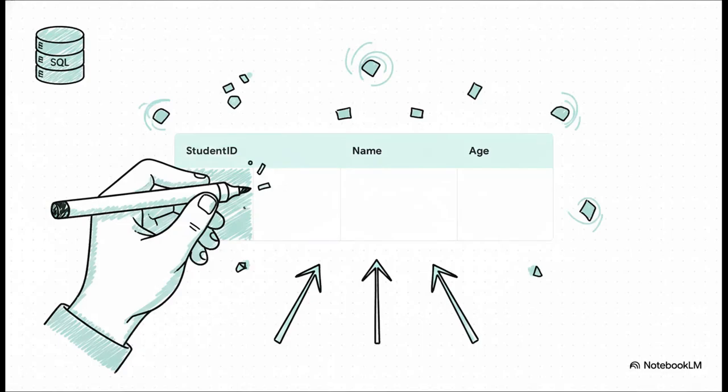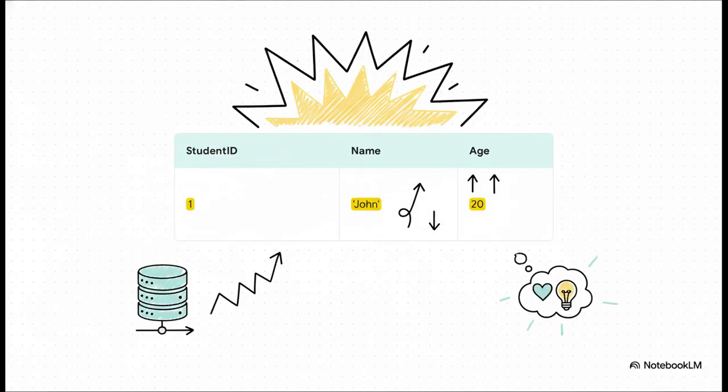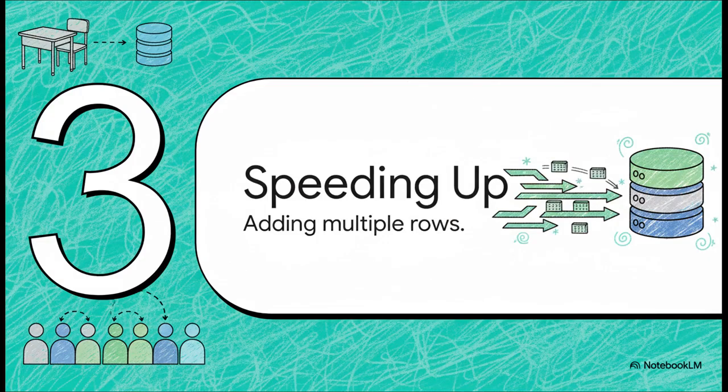Simple as that. So I want you to imagine this is our students table. It's perfectly structured, but it's completely empty. It's like a brand new spreadsheet just waiting for its very first entry. And boom! After we run our command, this is what we get. Our data is now sitting there neatly organized in its own row. And just like that, we've brought our database to life with its very first piece of information. Pretty cool, right?